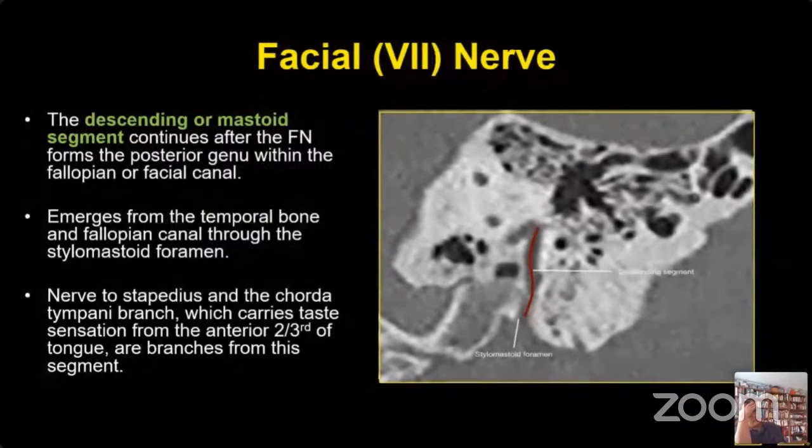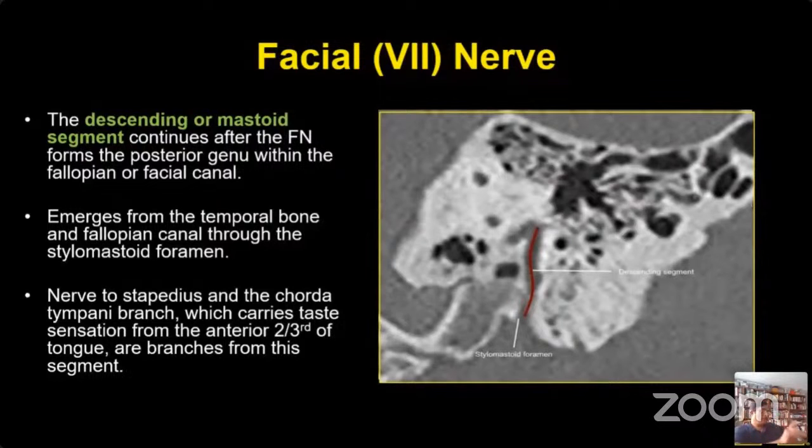I see that much better on CT, where I can see that little canal, which emerges from the mastoid canal and goes into the temporal bone, into the mesotympanum. The chorda tympani, of course, is responsible for the sense of taste in the anterior two-thirds of the tongue.